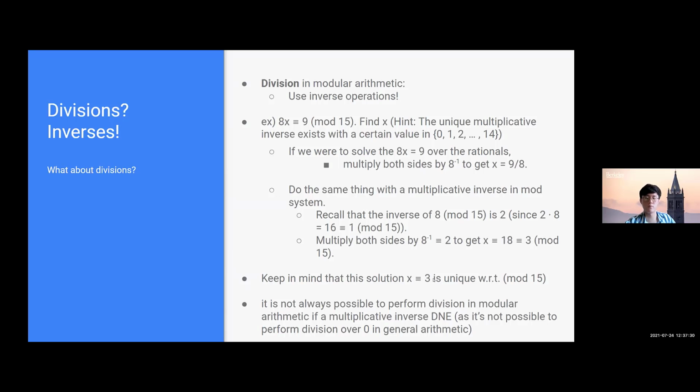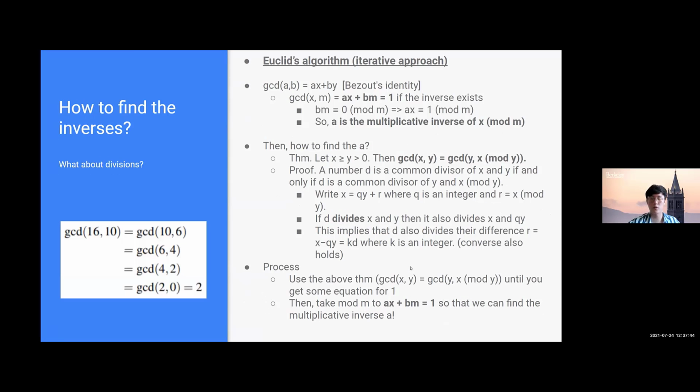So always be careful that it might not always be possible to perform division in modular arithmetic if a multiplicative inverse doesn't exist. It is similar to division by 0 in general arithmetic. In this case, you just found the first one. You tried the factors from 0 to 2, and you easily found that 2 is an inverse for 8 over mod 15.